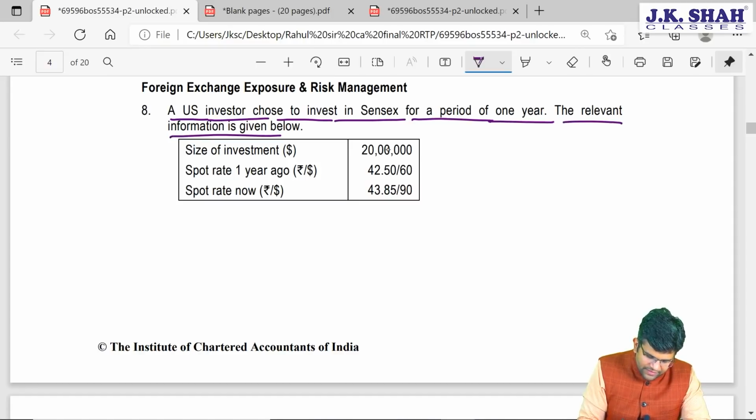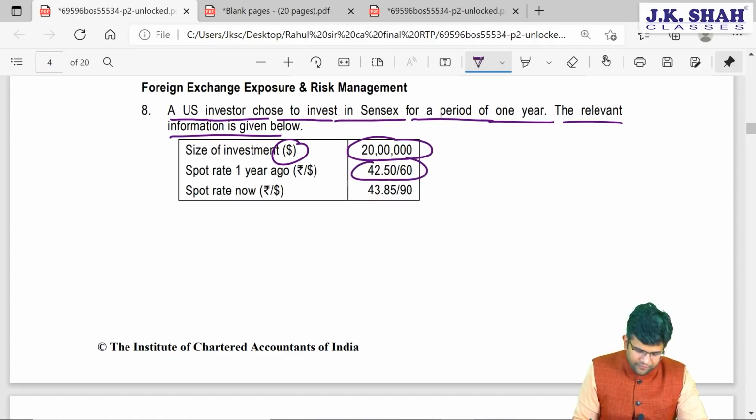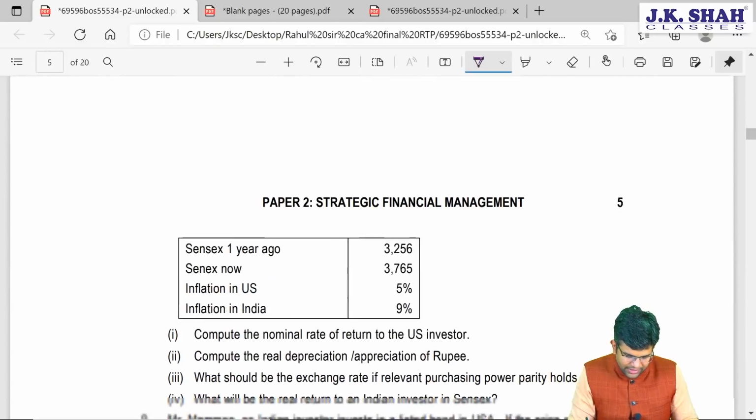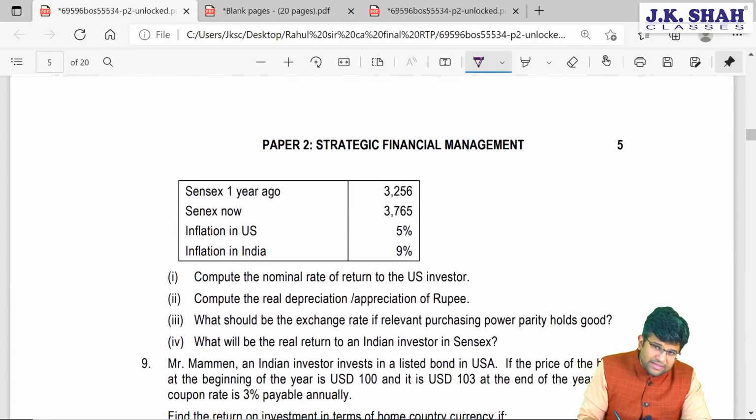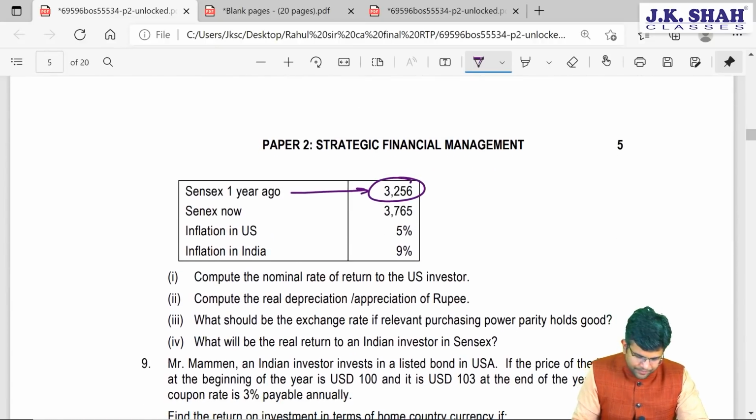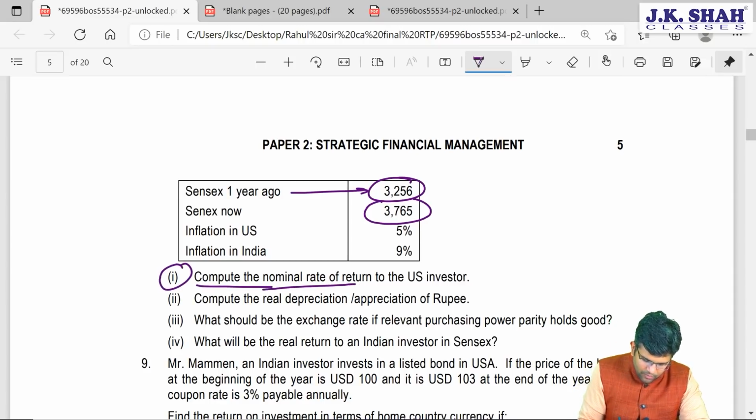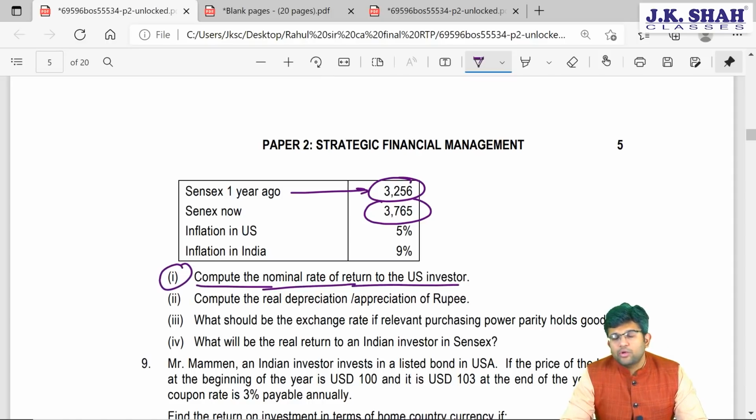So children, he has invested $20 lakh when the spot rate was $1 equal to rupees 42.5-42.6. The spot rate today is 43.85-90. When he invested the $20 lakh, the Sensex was 3256 points, and today the Sensex is 3765 points. They're asking you, compute the nominal rate of return to the US investor.